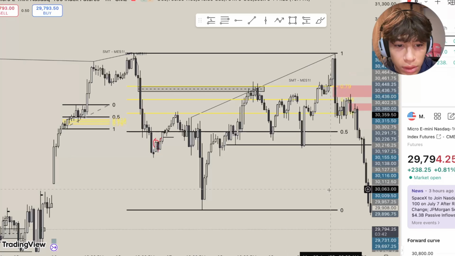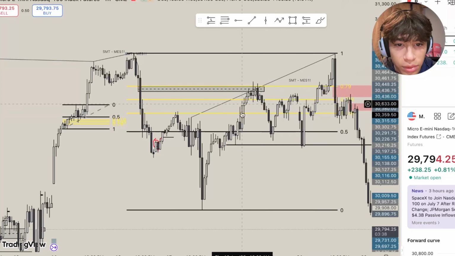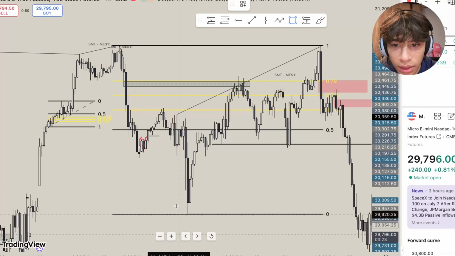And this is the 1, this is 0, obviously. And it just pulls all these numbers out. And this is where you want to see price pull back into. We can see right here, I took this trade in a real account. So we can see, yeah, we just mark out the high to the low.